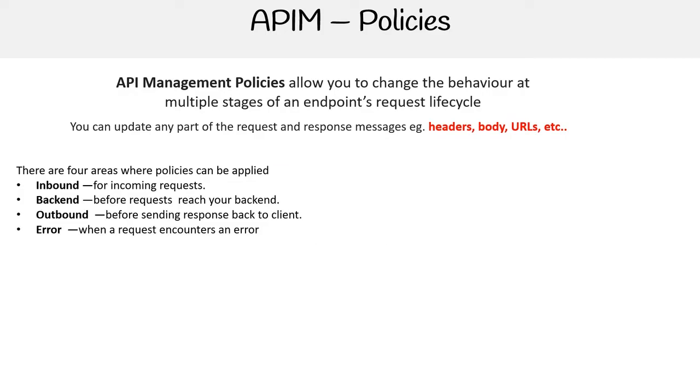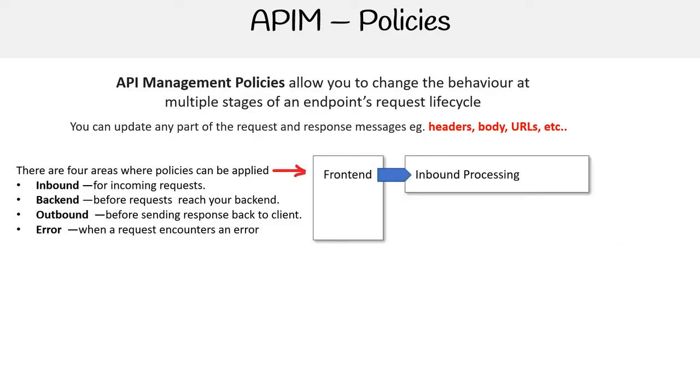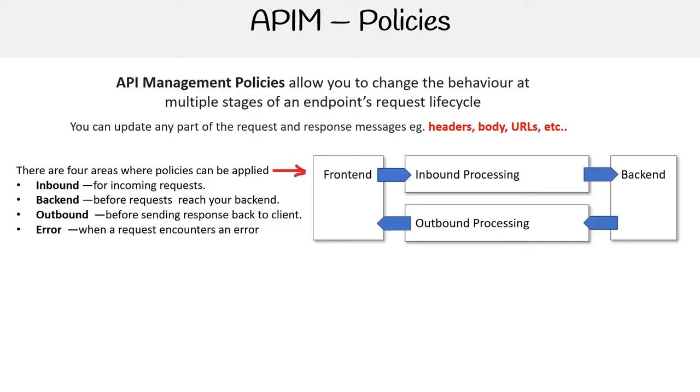Just to visualize it, we have our front end, inbound processing, back end, and outbound processing. The idea is that for the inbound processing, that's where we have policies apply. That's the one they're talking about right here. Then we have the back end, so before requests reach your back end, outbound processing, and then error is not visualized because it would be whenever an error would occur here, okay?